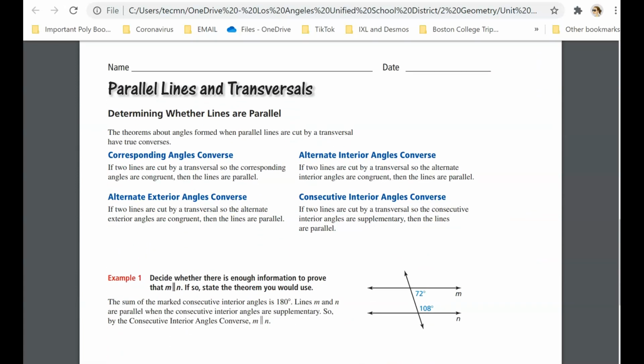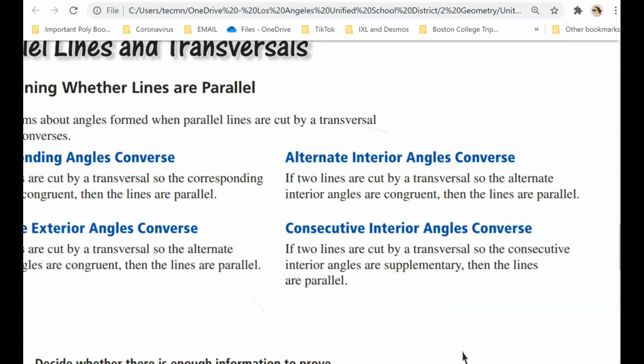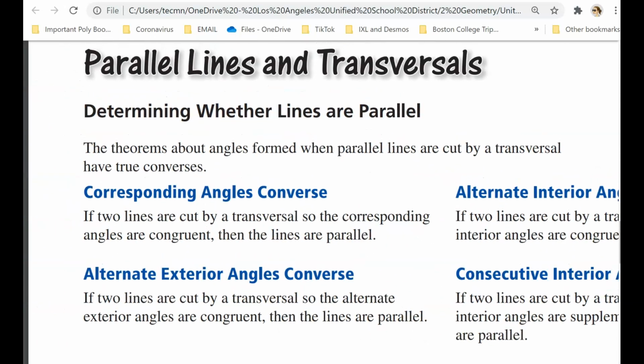The converse goes backwards. If two lines are cut by a transversal, so the corresponding angles are congruent, so we're looking at this one right here, then the lines are parallel. Notice that's pretty much how they all end up there. Okay, so we're proving that the two lines are parallel. So if we can prove something about the angles, or if we can show a relationship between the angles, then we can prove those two lines are parallel.